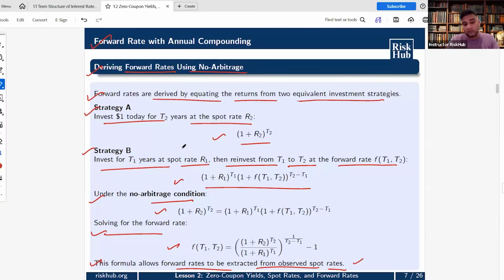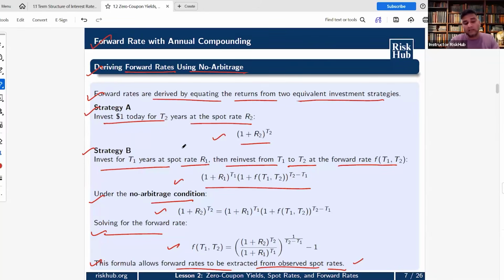The first factor is the growth over the first leg. The second factor is the growth over the second leg, with the exponent T2 minus T1, the length of the second leg in years. Under the no arbitrage condition, you equate both the first and second equation. Both routes start from $1 today and end on the same date. Both carry no risk because the forward rate is locked in today. Equal outcomes are therefore forced. And then we get the forward rate calculation from there, right?